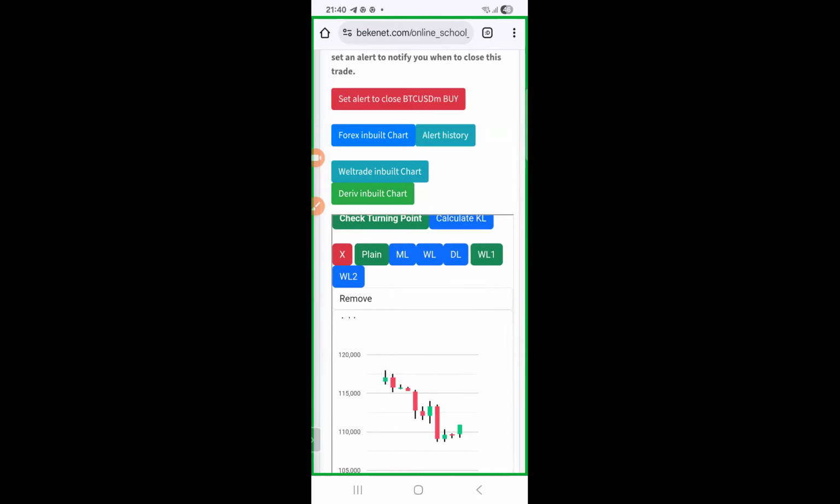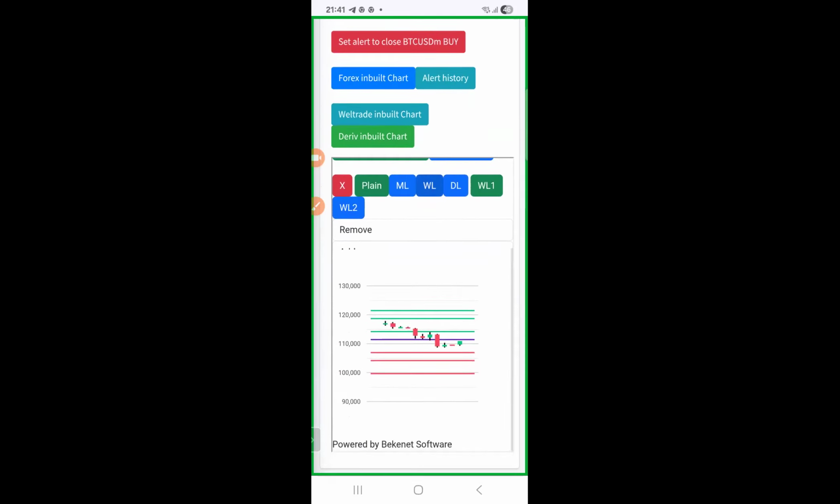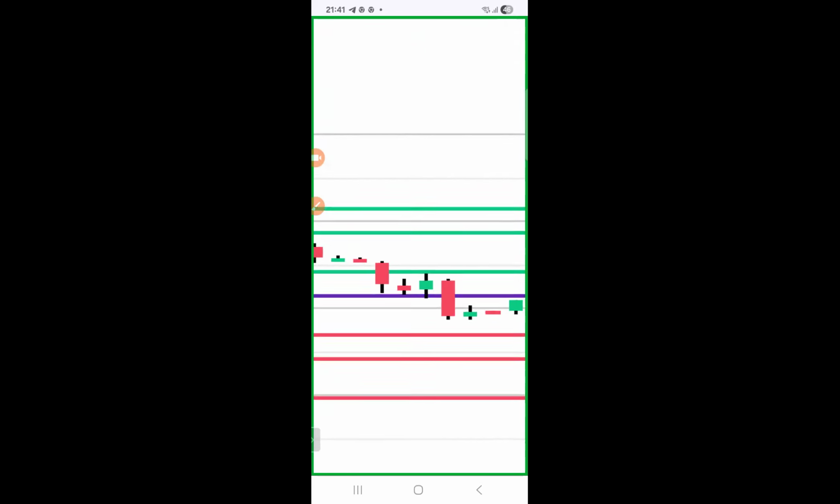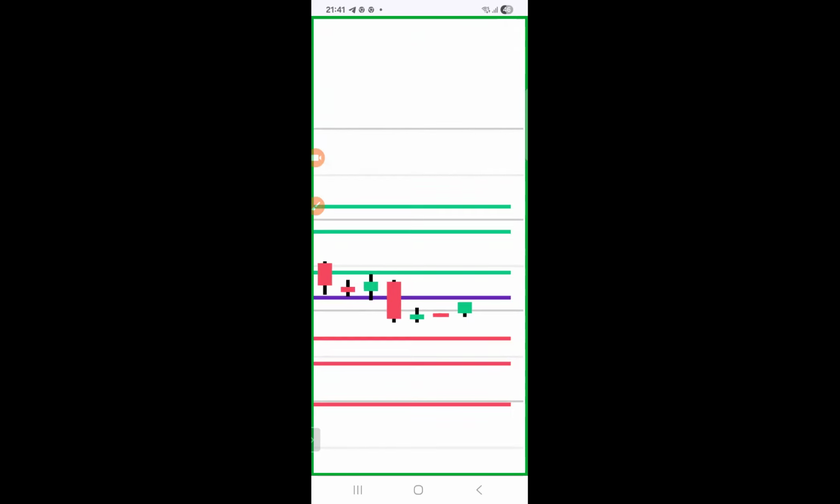I will go and click on my weekly key level. I'm not going to do detail here. If you look at this weekly key level, you can now see why the Bekenet software is telling you that it's not up to 75. Many of us who have been using it will know. That blue line at the center that Bitcoin is approaching is called a pivot point.